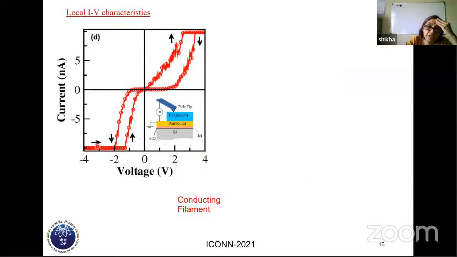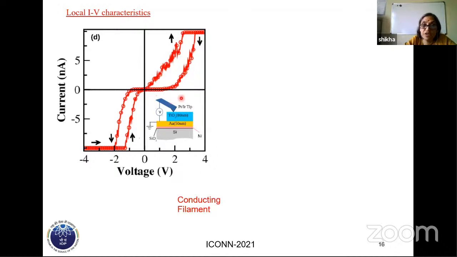So initially the current is low, and this is called the high resistance state. But at some point, the resistance becomes lower and the current becomes higher. This is called the V set point. The current goes up, and beyond a certain voltage, the current starts to decrease, and this is called the V reset. So this is called resistive switching. We are able to switch from the high resistance state to a low resistance state.